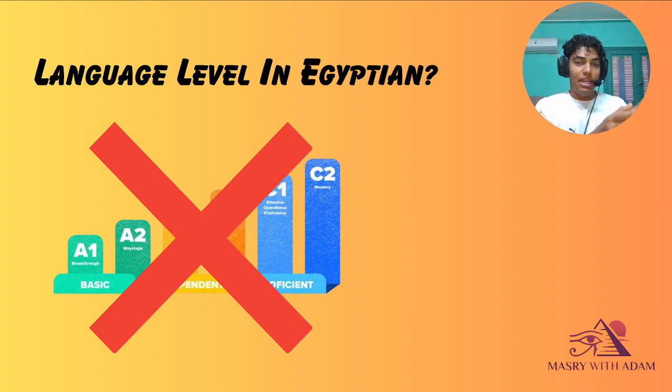Because the difference between A2 and B2 in Egyptian is just knowing more vocab and knowing how to conjugate better. That's it. So if you get to become A2, which is incredibly easy, easier than you think, and you hold a lot of vocab, it is a matter of a couple of weeks, maybe a couple of months, that you will be B2.